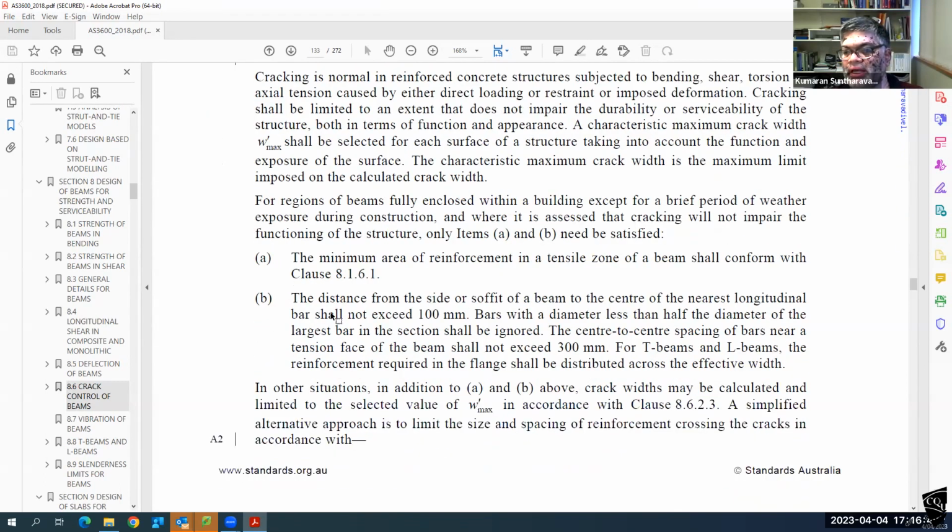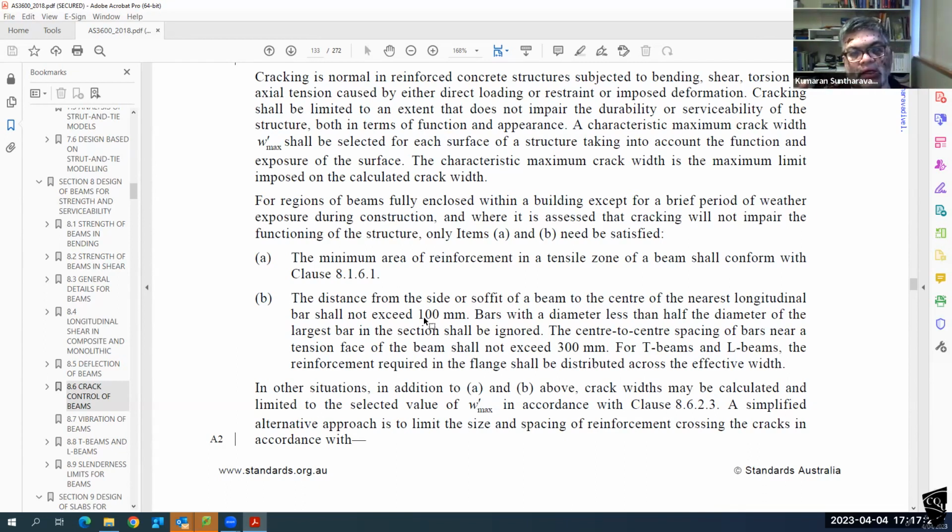So the crack control can be satisfied with these 2 things. The minimum reinforcement, you already did that check. Then the spacing cannot exceed 300 mm between 2 bars, and the bars cannot be more than 100 millimeter from the wall of the beam. If it is, that's okay.